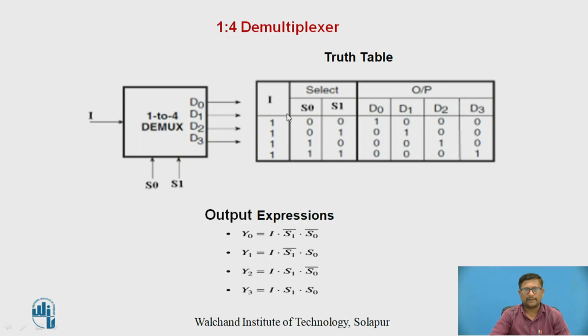So if you keep I as 1, that is the input is always ready, then based on the select lines, if both are 0 0, then D0 will be activated. If S0 has a 0 and S1 has a 1, then D1 will be activated. If S0 has a 1 and S1 has a 0, then D2 will be activated. If S0 and S1 both are 1, high, then D3 will be activated.